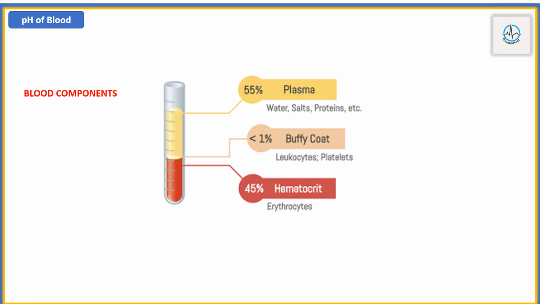Let's check out the blood components. Blood is a suspension of 55% of plasma which contains water, salt, protein, etc. It has less than 1% of a buffy coat layer of leukocytes and platelets. It also has 45% of erythrocytes. As mentioned, plasma contains mineral salts. The main mineral salts present in blood are sodium and chloride ions.